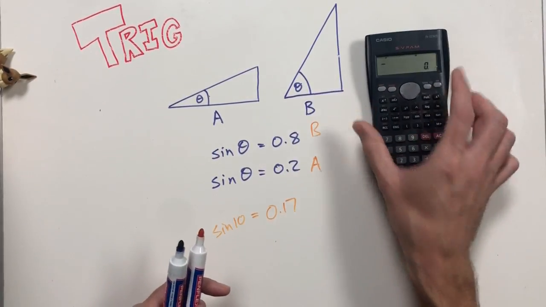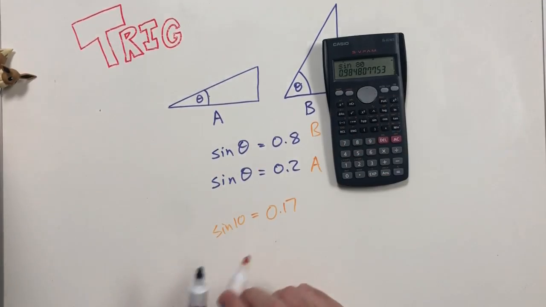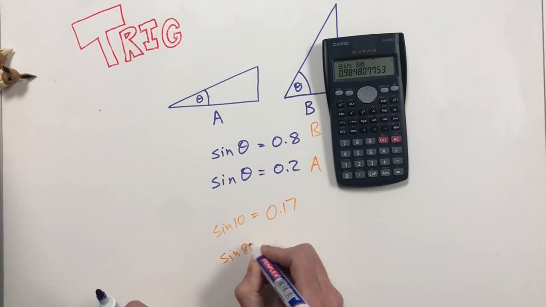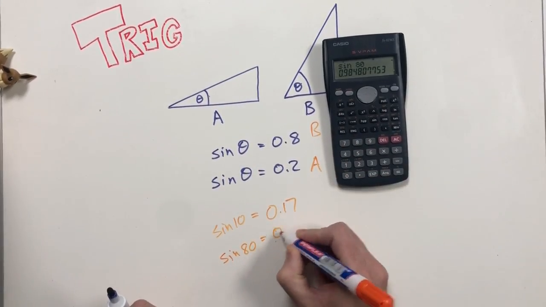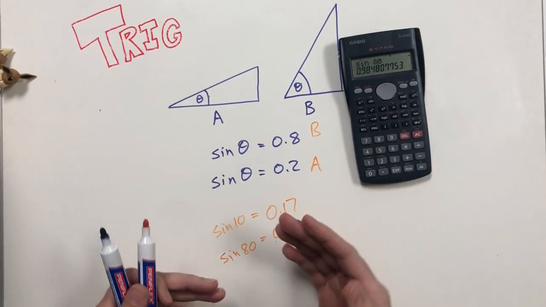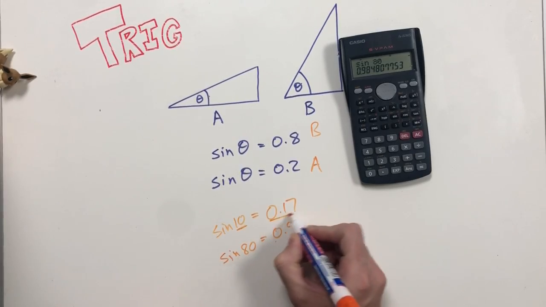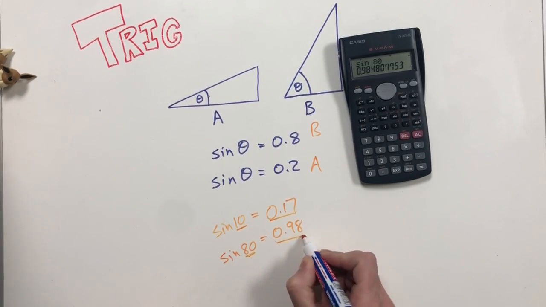Then if I had a bigger number, let's say the sine of 80, that's a bigger angle. So the sine of 80 is 0.98. Obviously it's a longer number, but can you see that there's a correlation between this angle and this number, and this angle and this number?